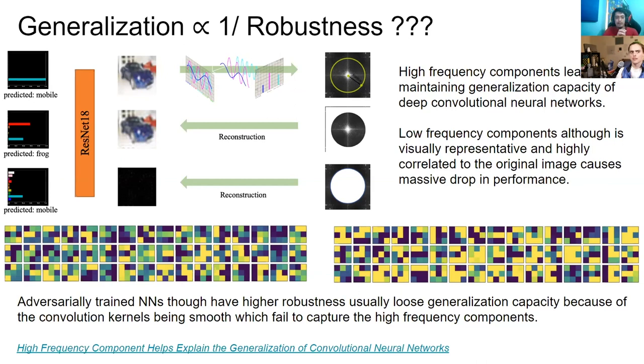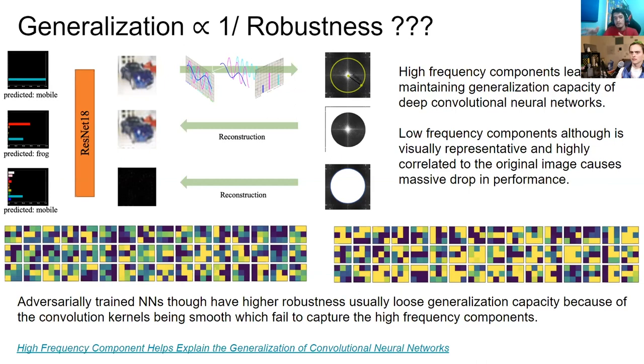Why exactly this happens was given in very extensive detail by a paper from Carnegie Mellon, where they investigated the frequency components of the input that the neural network was trained on. As you can see in the first figure, the actual natural image is predicted by the network, which is a ResNet 18 in this case, to be a mobile. But when you reconstruct that image from the low frequency components only, which is visually highly correlated to the actual image, the network fails to predict the correct class and predicts it to be a frog.